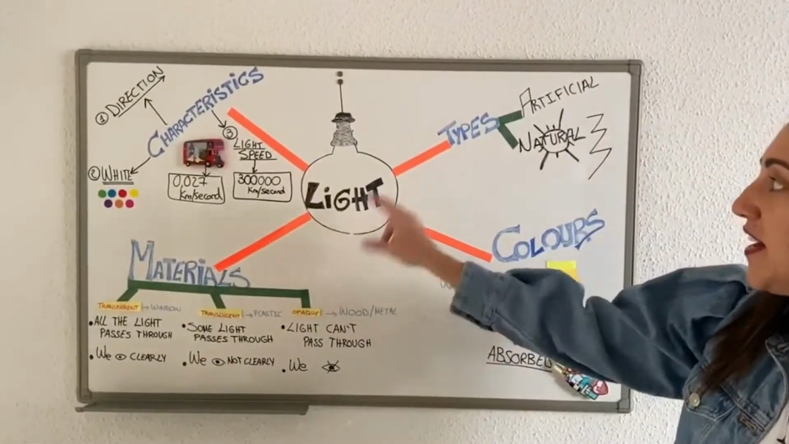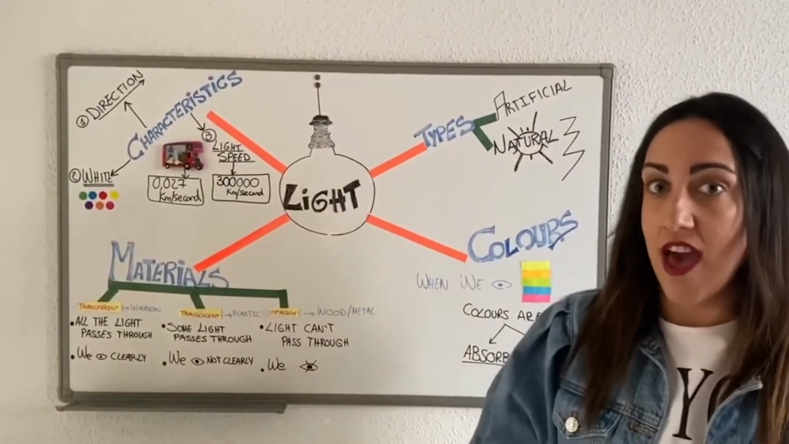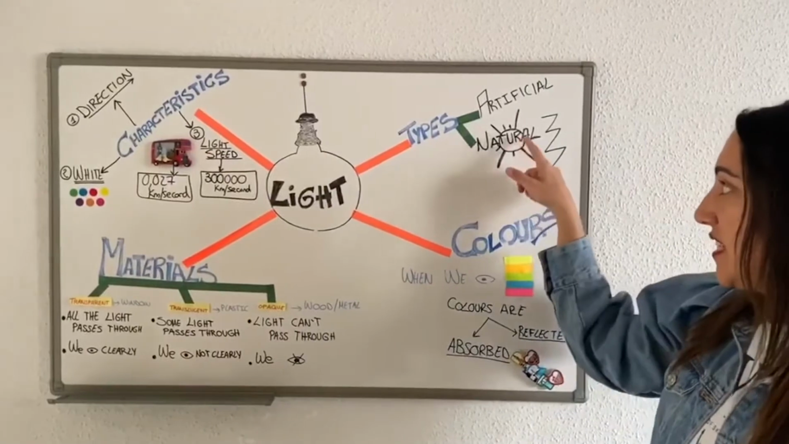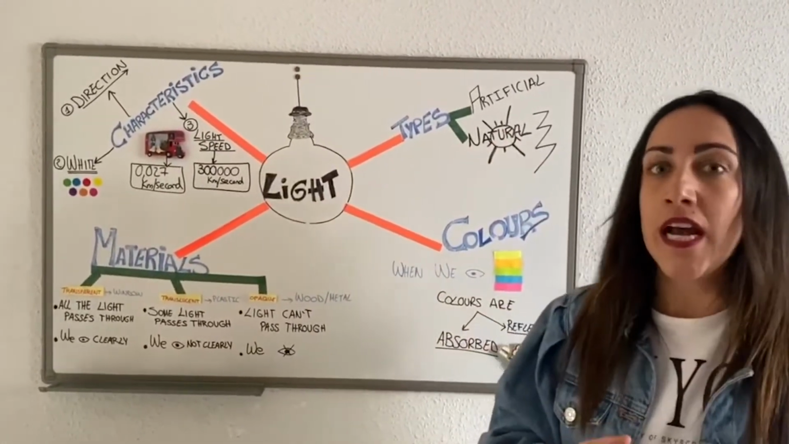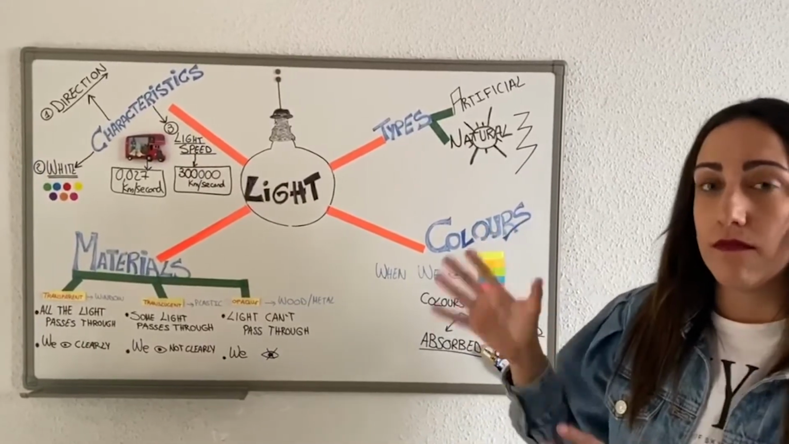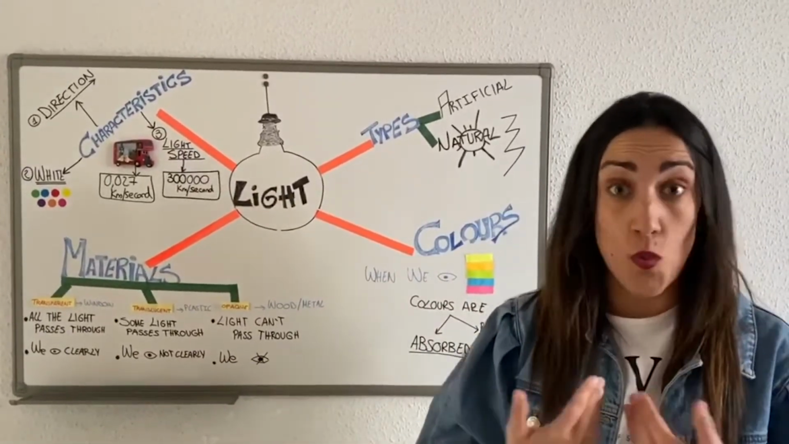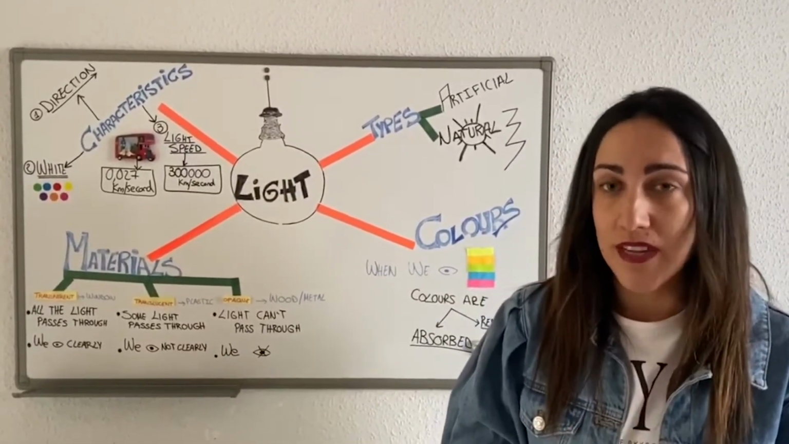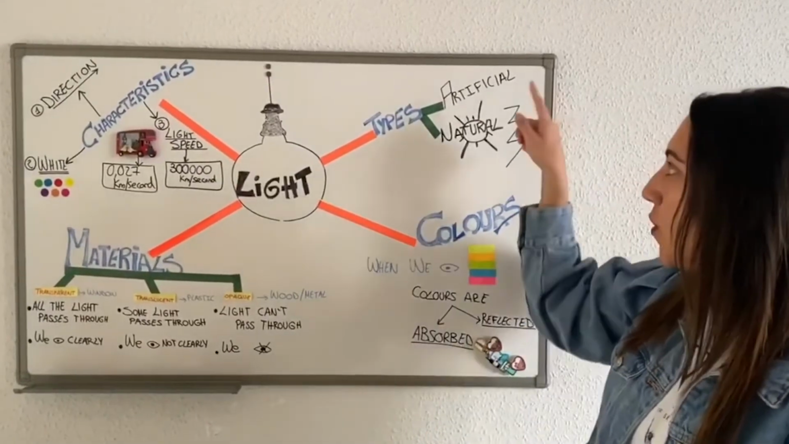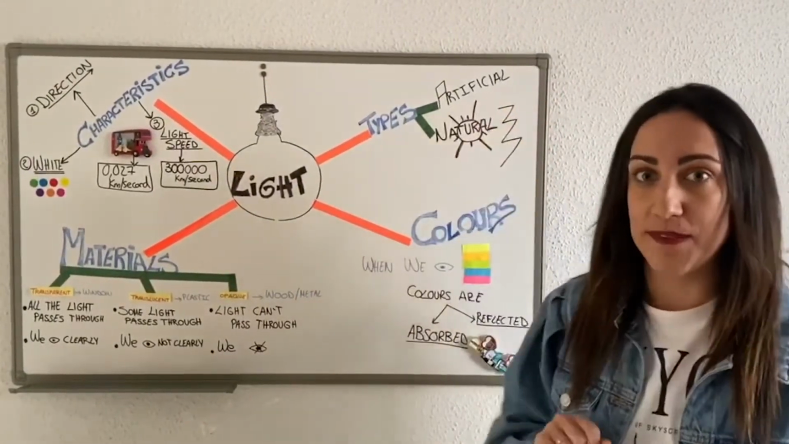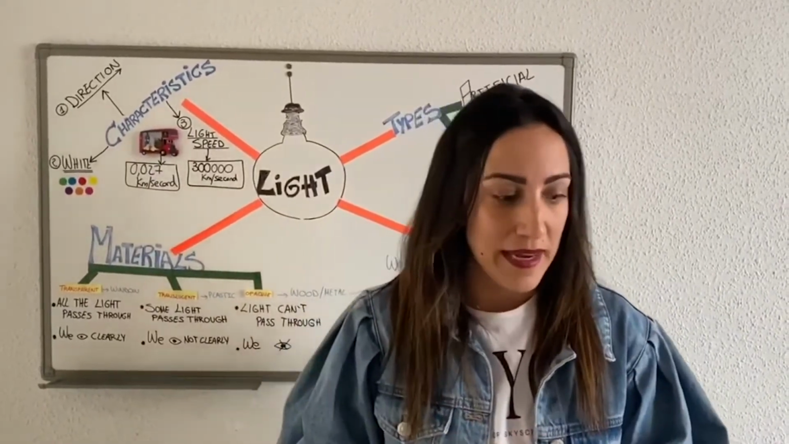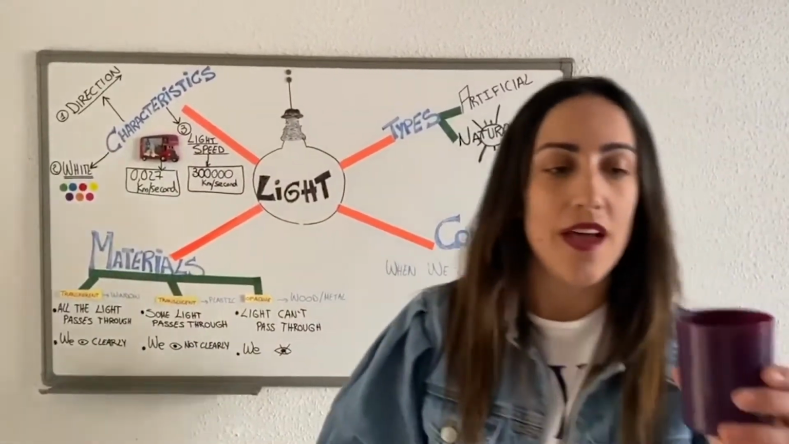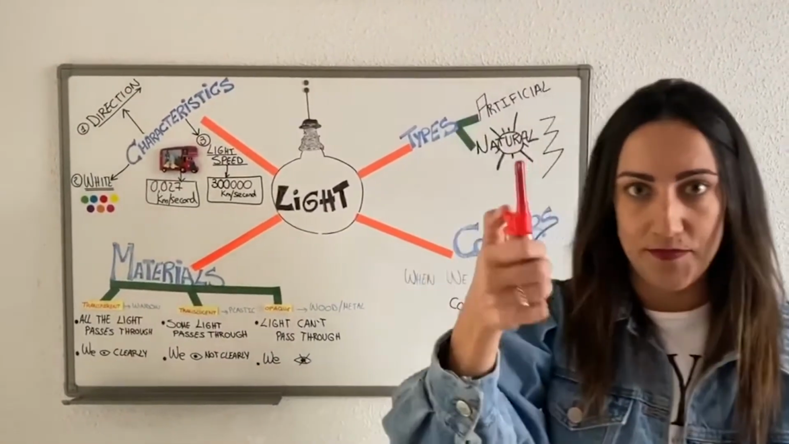So there are two types of sources. We have natural, as you can see the sun, and lightning when there is a storm. Those types of light are natural because we can't make it. However, there is also artificial light, and that is made by humans. For example, a candle and a lighter, okay?